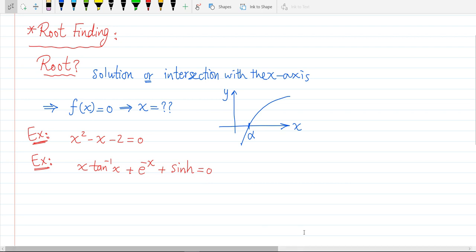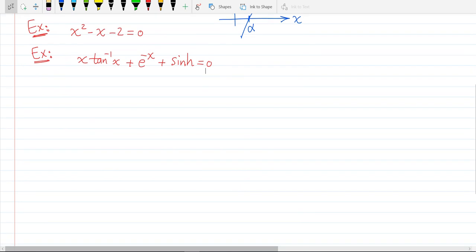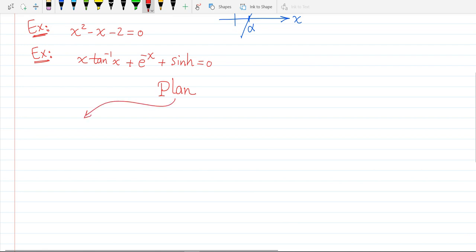So now let's make the plan for the chapter. We have two major subdivisions of the chapter. First division is 2 point methods, which means in order to be able to use these methods, you have to have at the beginning two initial conditions. And the second part, which is 1 point methods.